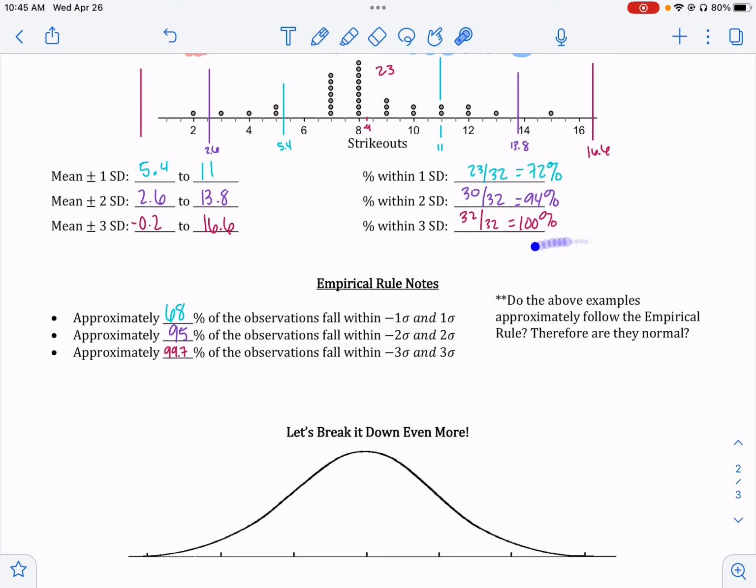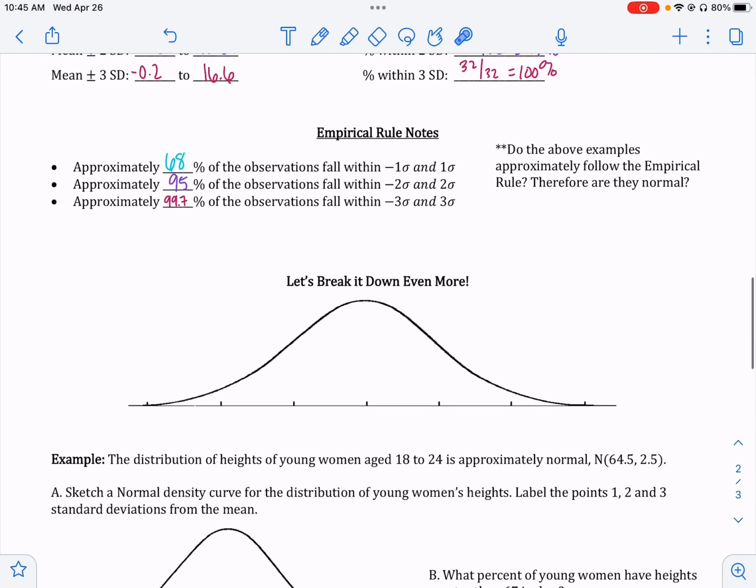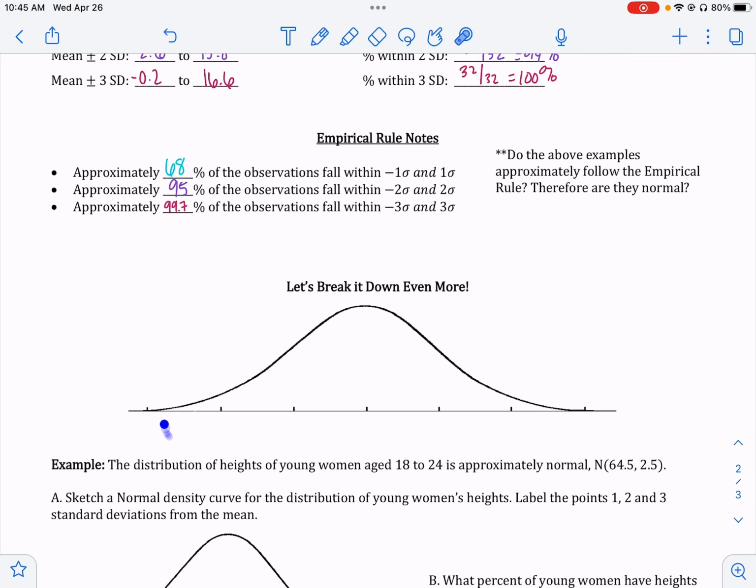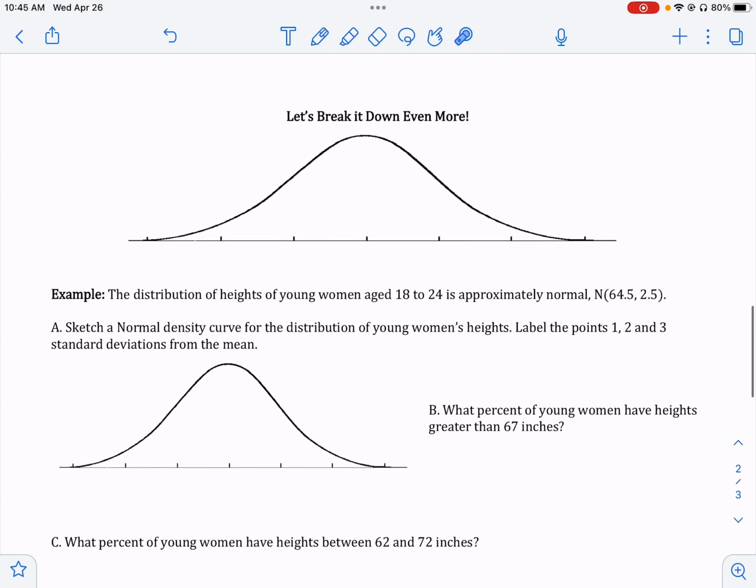So I have this question here. Do the above examples approximately follow the empirical rule? And therefore, are they normal? I'm going to have you guys answer that in your next check. And then we're going to come down and really talk about how can we put all of this onto a normal curve and do some other types of examples with it.